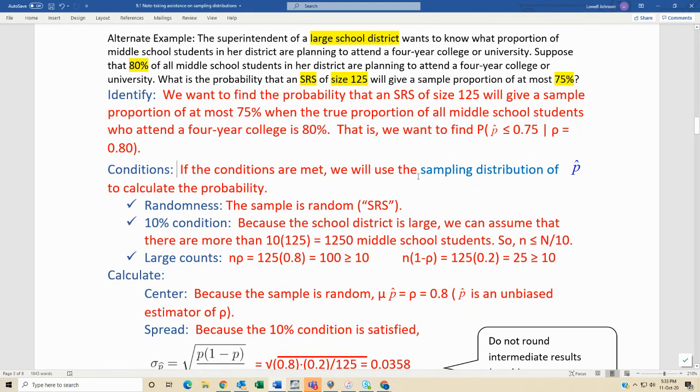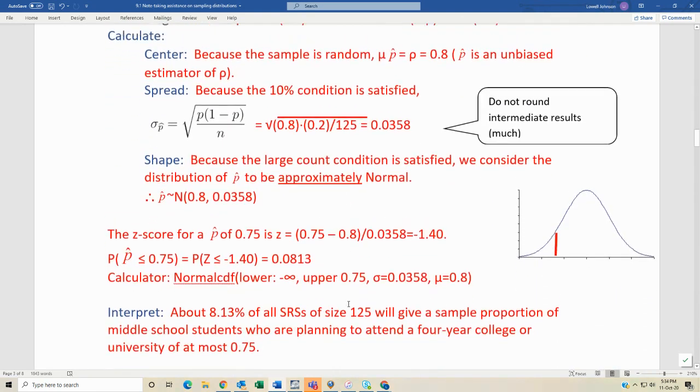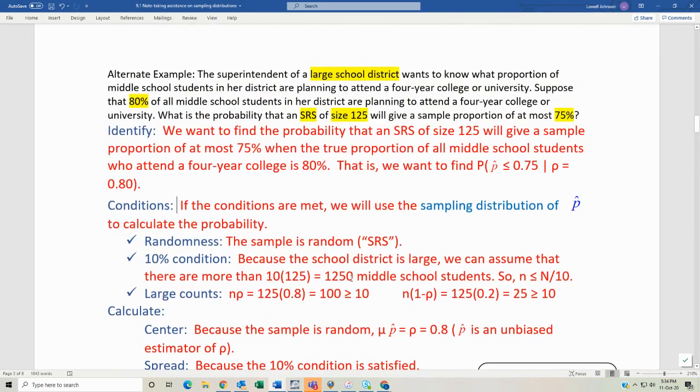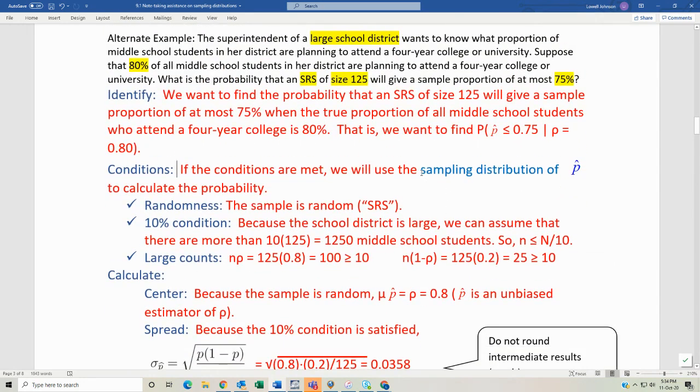The name of this procedure that we're using here is the sampling distribution of p hat. So I want you to mention the name of the procedure. And later down here, we're going to show you the formula. Okay. So the name of the procedure is the sampling distribution of p hat. And now we're going to check our conditions.